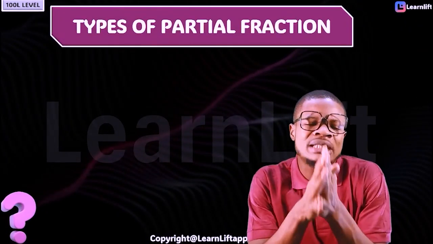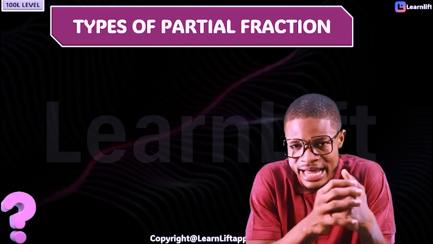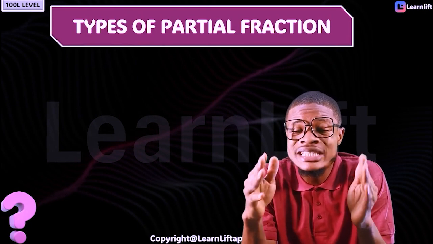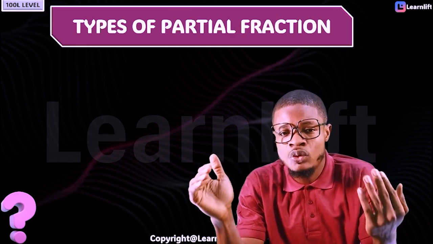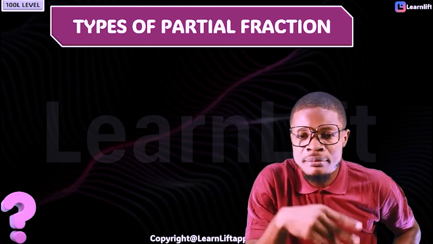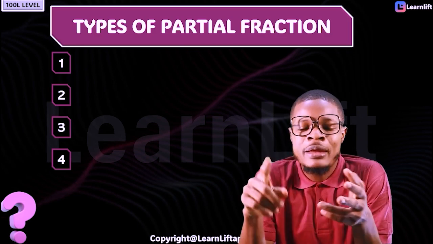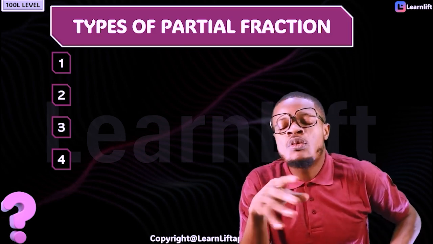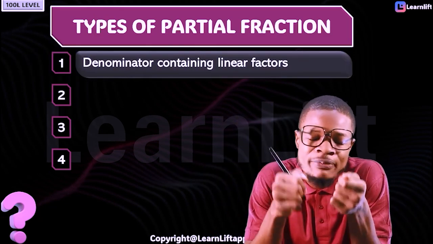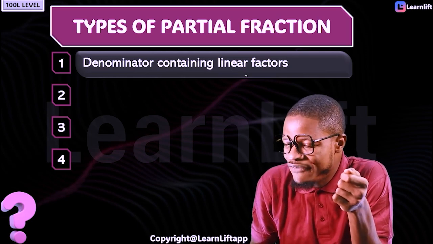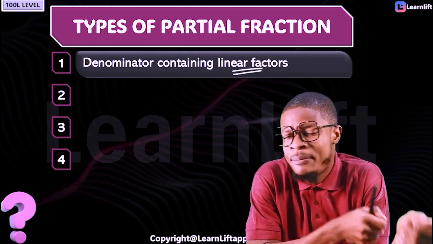Now, let's look at the types of partial fraction that we have. For you to better understand partial fraction, it's best I take you around the various types so that you understand them in detail. But in exam conditions, they will just give you any of them, and it's left for you to answer it well. There are 4 types: part 1 or type 1, part 2, part 3, and part 4. What differentiates them is this. In part 1, the denominator contains linear factors. So when you hear denominators containing linear factors, that's your type 1.